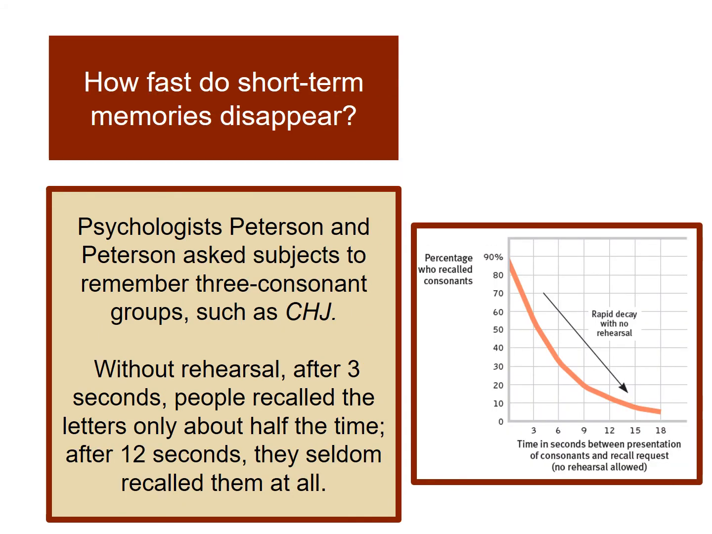How fast do short-term memories disappear? Psychologists Peterson and Peterson asked subjects to remember 3 consonant groups such as C, H, and J. Without rehearsal, after 3 seconds, people recalled the letters only about half the time. After 12 seconds, they seldom recalled them at all.